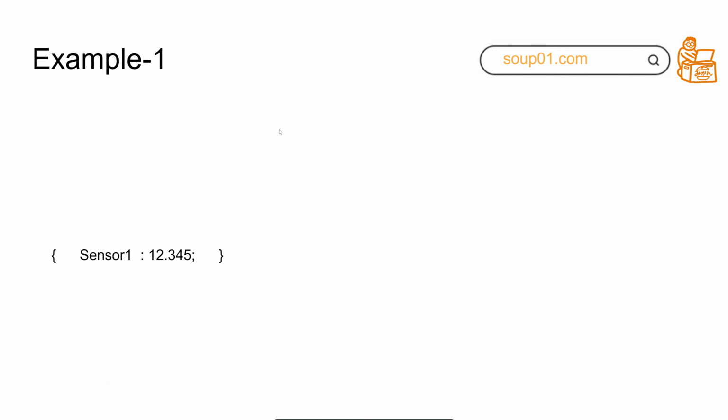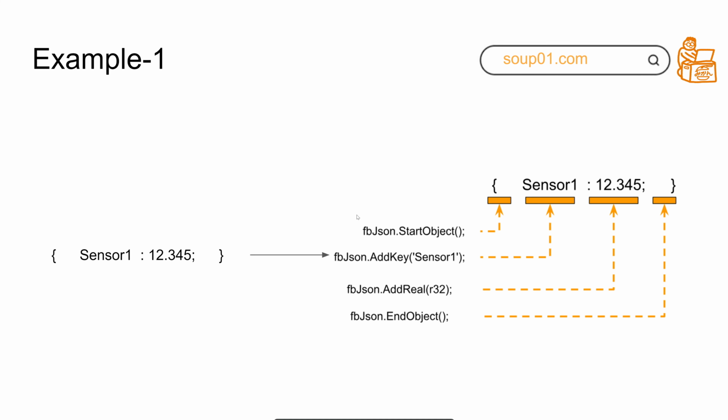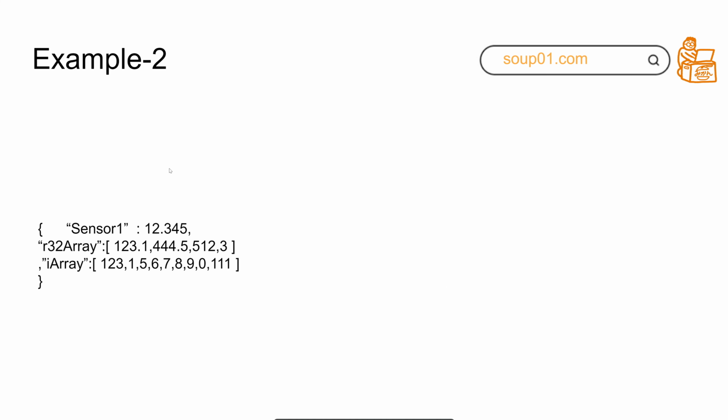So let's go back to the slide. It'll be explained like here. Use fbjson.start object to create an open bracket. Use the add key to create the key of sensor1. Use the add real to create a real value. And finally, you use the end object to create a close bracket. That's great.